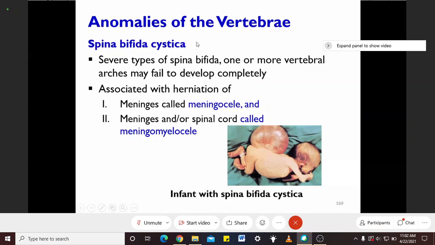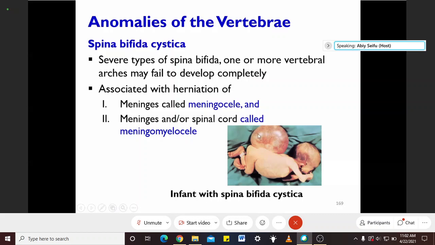The spina bifida cystica. When you say cystica, there is protrusion of parts of the structure that is found within the vertebral column. In this case, the structure that protrudes may contain the meninges with CSF fluid, or the protruded structure may also contain the spinal cord. If it contains the spinal cord, it is called meningomyelocele, whereas if it contains only the meninges and CSF, it is called meningocele.